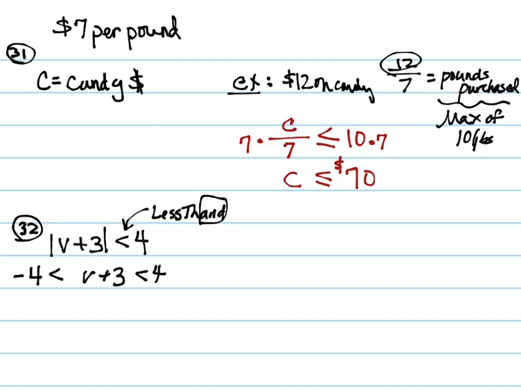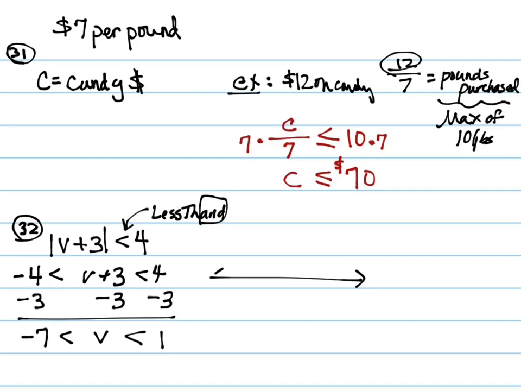So we're going to solve this. We are going to take each piece and do it 3 times. So I need to subtract 3, so now I have -7 is less than V is less than 1. And now that I have that, I'm able to graph it on the number line. So -7 is over here, 1 is over here, and I'm supposed to shade between. And because these do not have equal signs, they are parentheses, or you can use open circles if you're using that notation.